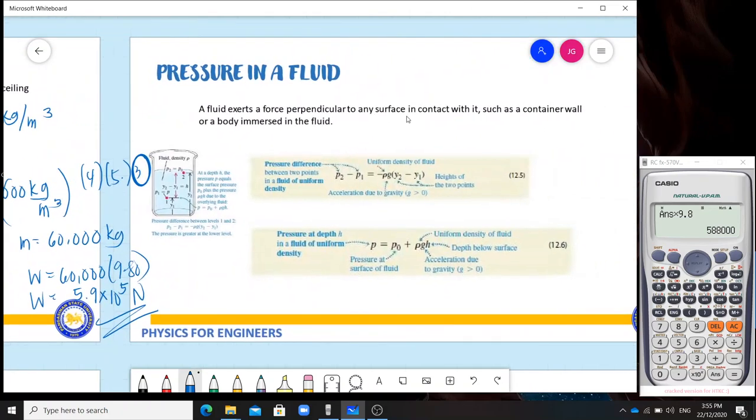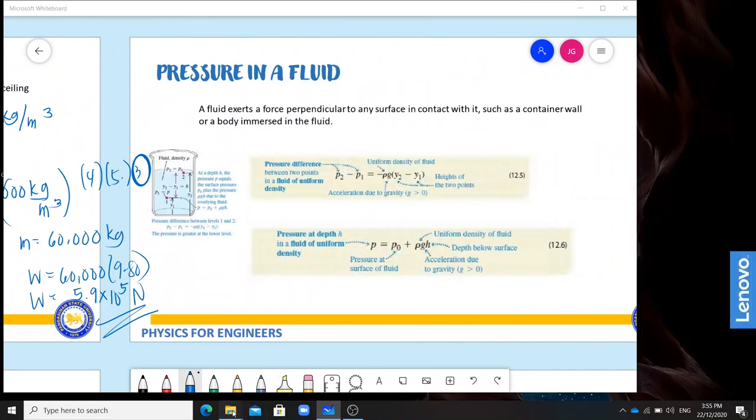Now, meron din tayong tinatawag na pressure in a fluid. A fluid exerts, wala yung calculator natin.